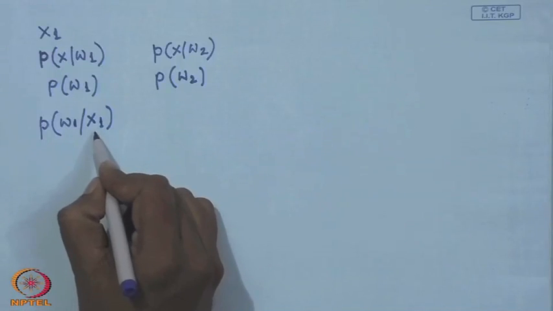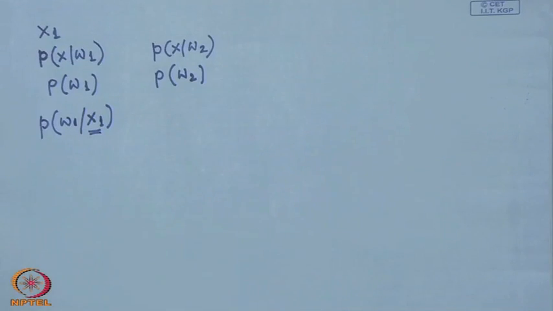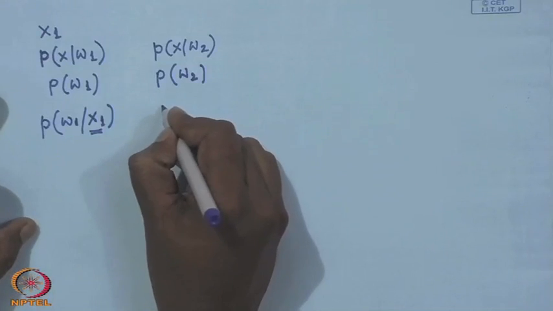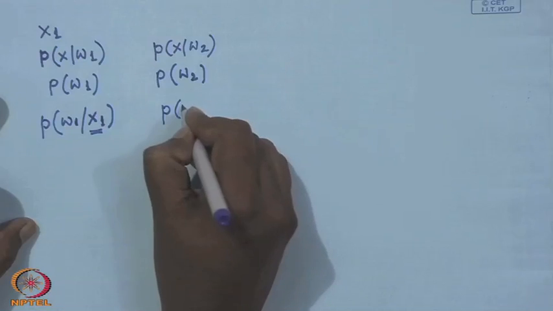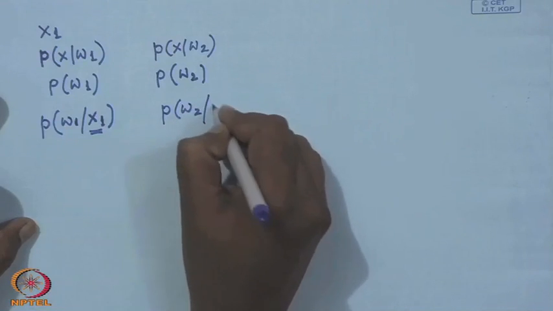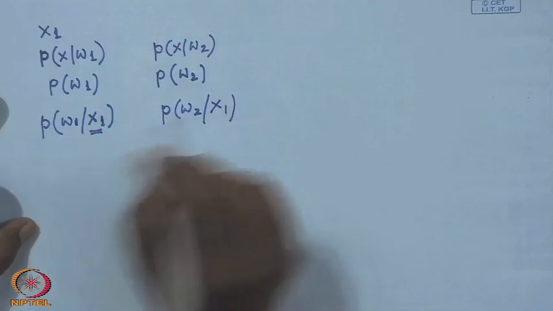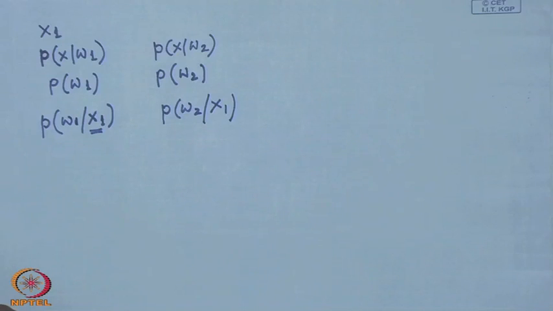Once I have the observation of this unknown feature vector x 1, I have to compute the probability that x 1 belongs to class omega 1, which is p of omega 1 given x 1. I also have to compute p of omega 2 given x 1, that is, given this unknown feature vector x 1, the probability that x 1 belongs to class omega 2.